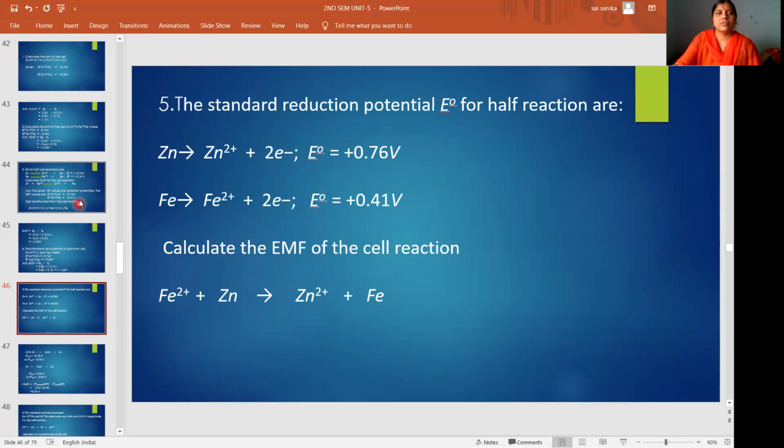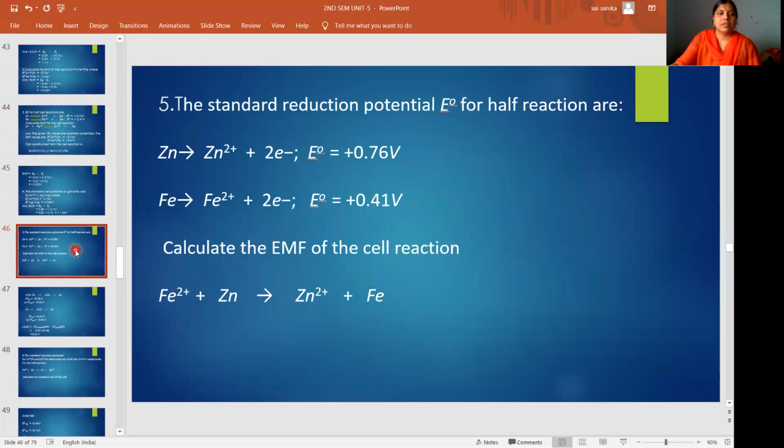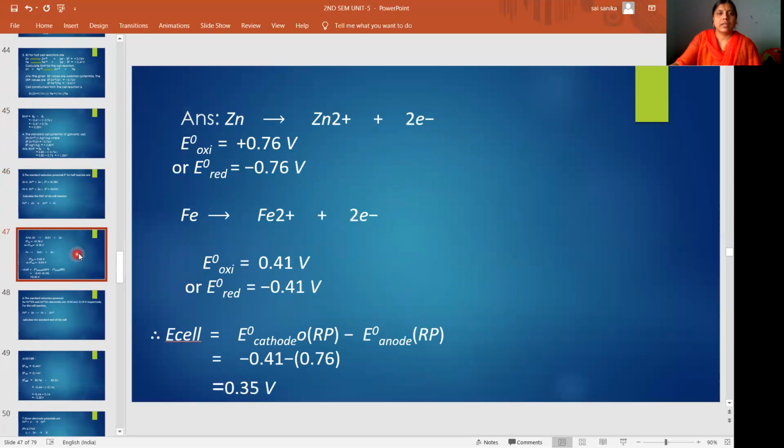So what you have to do, same. You have to convert into reduction potentials. Then you have to calculate the EMF of the cell. So by this reaction, you will find out which is the anode, which is the cathode. Zinc is the anode, iron is the cathode. So E cathode minus E anode. So you'll get the answer. Okay. Like that, you have to calculate.